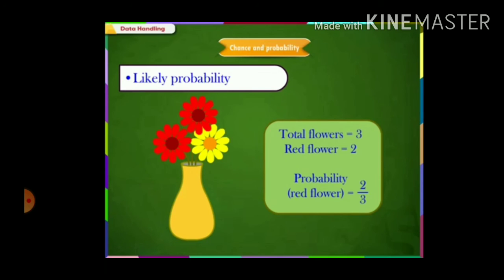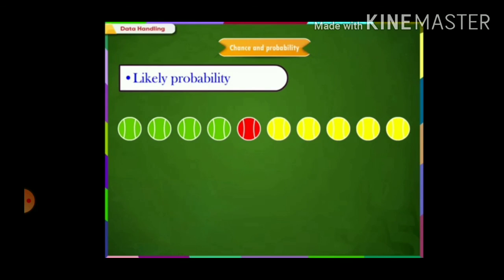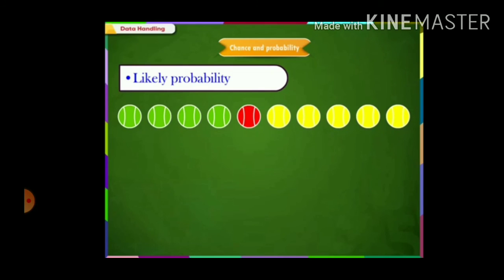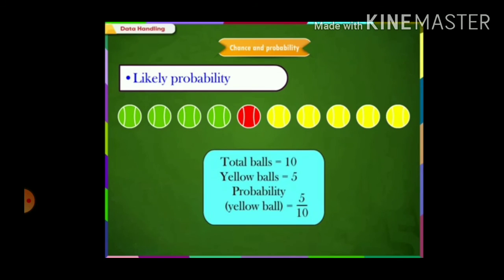Let us see another example. Here we have 10 balls. Out of 10 balls, 4 balls are green in color, 1 ball is red in color, and 5 balls are yellow in color. The likelihood of picking a yellow ball would be higher. Thus, the probability of picking a yellow ball with blindfolded eyes is 5 by 10.